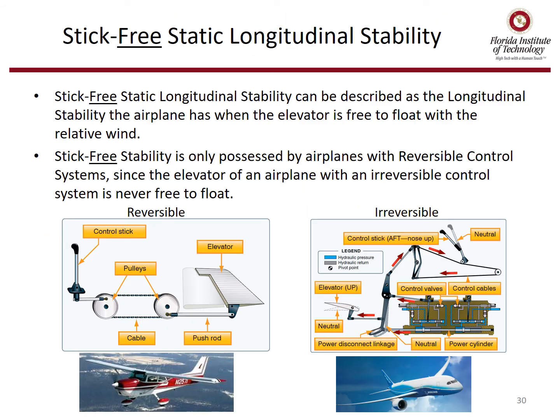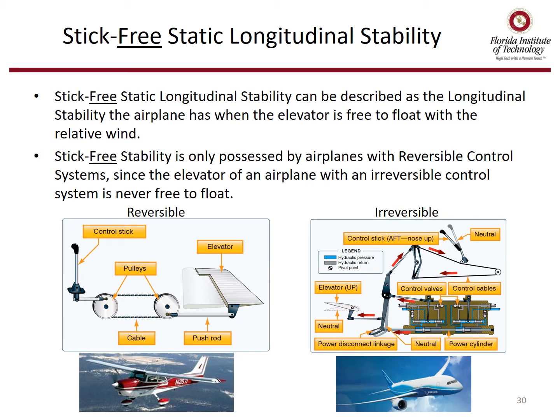So up to now we've talked about stick fixed static longitudinal stability. Next we're going to move into stick free static longitudinal stability. Stick free stability can be described as the longitudinal stability the airplane has when the elevator is free to float with the relative wind.